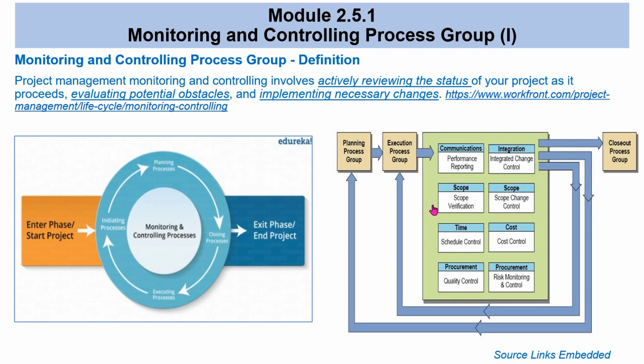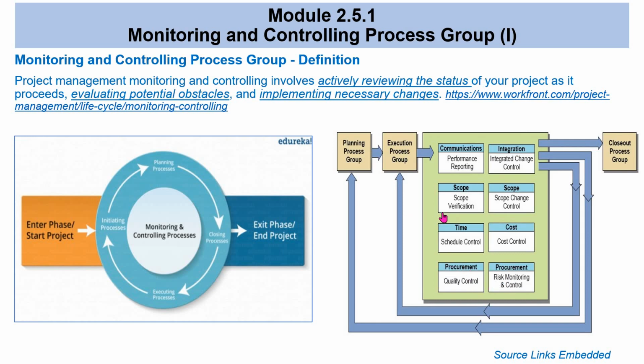In trying to do that, you would look at things like communication, performance reporting, what kind of change control is needed, verifying the scope, and if there's a need for change, monitoring and making sure, or controlling, that the change goes through the right process. And also controlling the schedule in terms of managing how much time is needed for individual activities as well as the overall project, as well as cost control, procurement, and risk monitoring for quality as well.